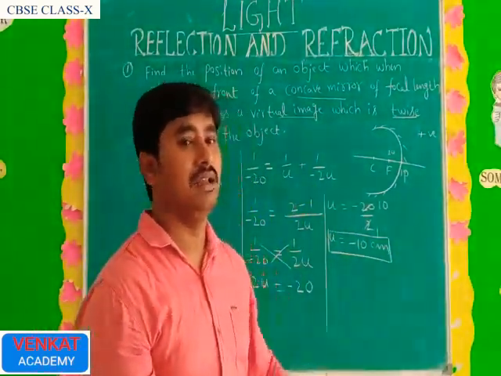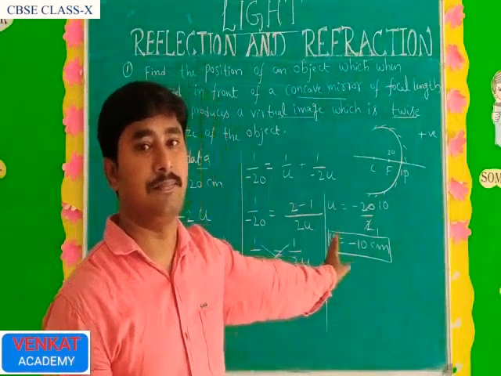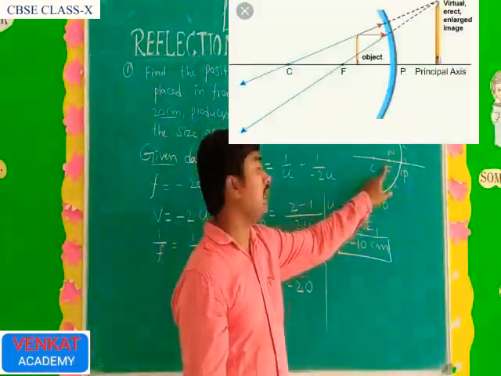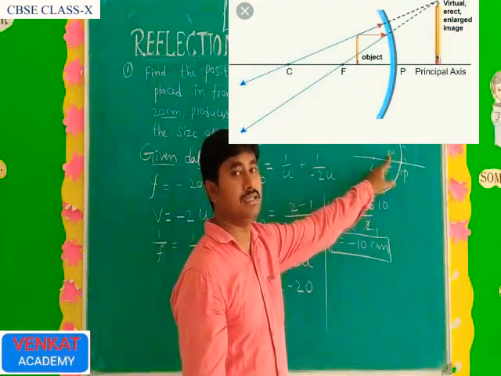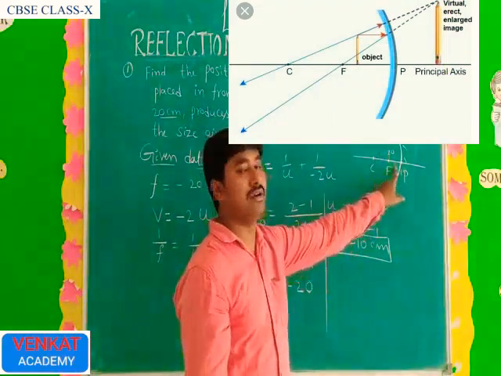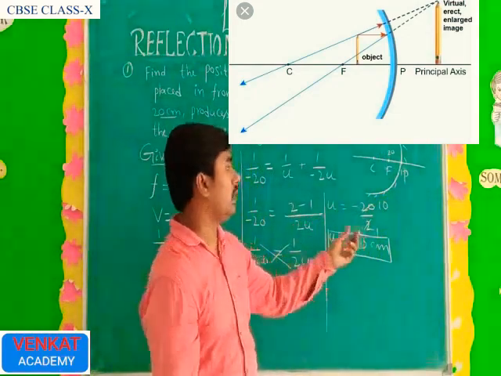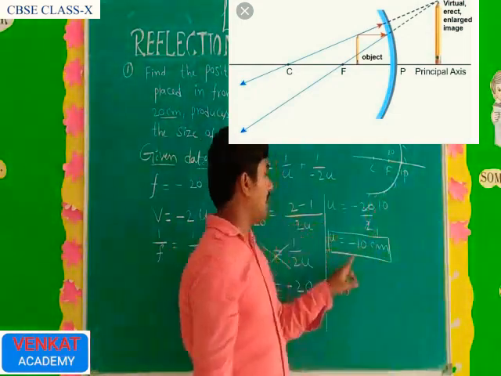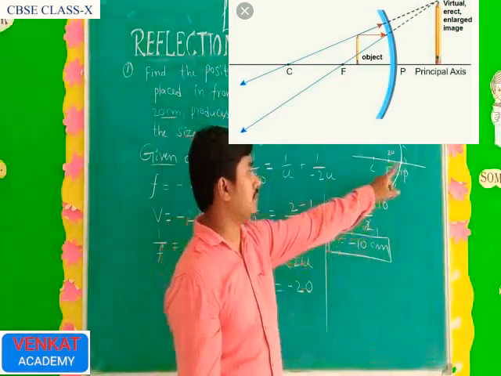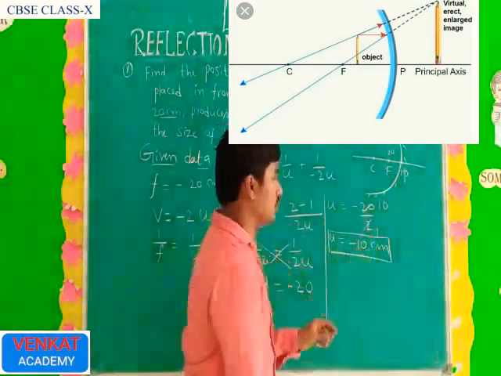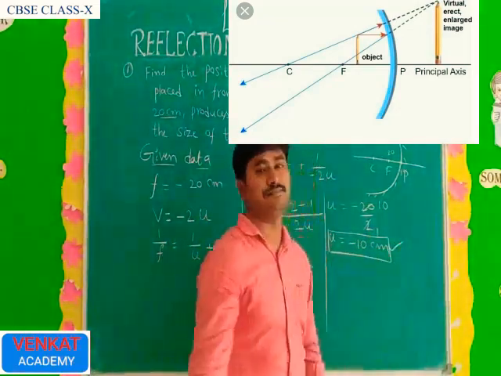Already we discussed here. Which case is this? Sixth case. In the sixth case, the object is between P and F. F is after how much? 20. It means our object distance must be less than 20. 10 is less than 20 only? Yes. And also we get the answer as minus, because the object is on the left side of the pole. That's why it is minus 10. So our answer is correct.